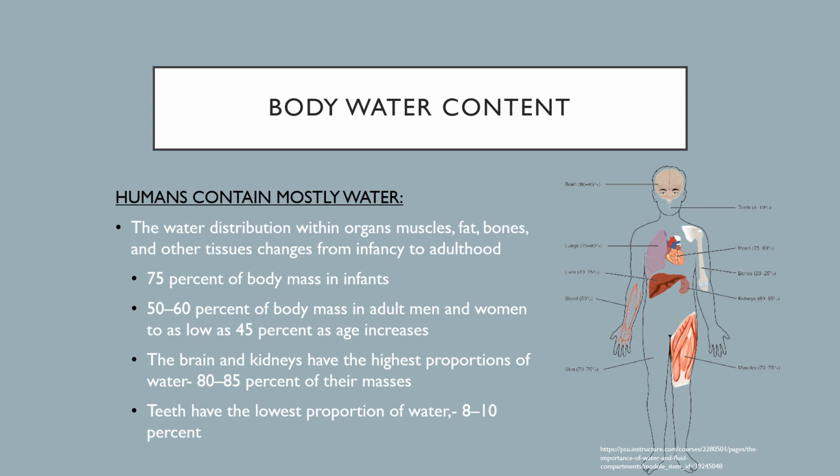The brain and kidney have the highest proportion of water, containing 80 to 85% of their masses, and teeth have the lowest proportion of water at 8 to 10%. Next, I will explain the differences of the fluid compartments.